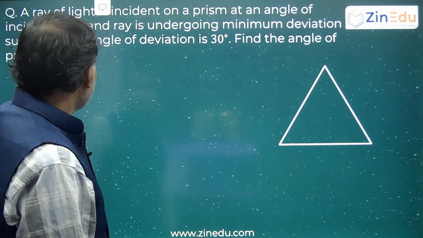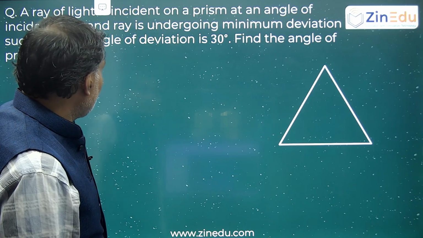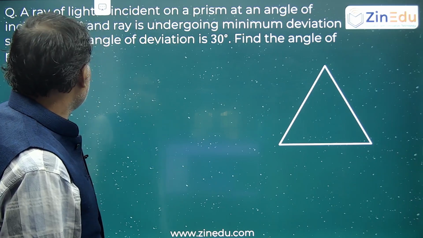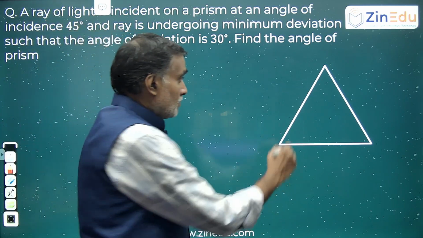Next, a ray of light is incident on a prism at an angle of incidence 45 degrees, and the ray is undergoing minimum deviation such that the angle of deviation is 30 degrees. If it is minimum deviation, what is the angle of the prism?